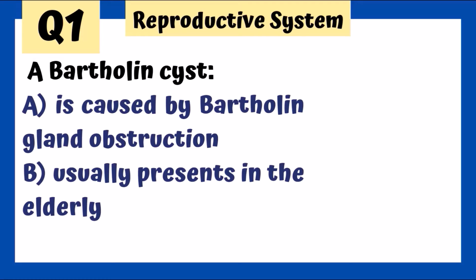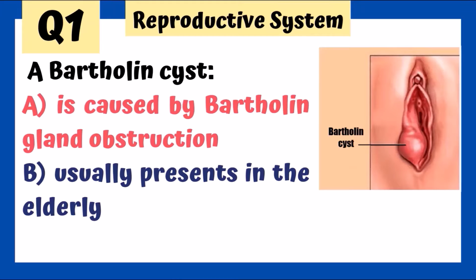Let's begin with our first question. A Bartholin cyst is caused by Bartholin gland obstruction? Absolutely, that's what causes it. Or does it usually present in the elderly? Well, it can present in the elderly, but it doesn't usually. It actually usually presents in women of reproductive age. So it's caused by Bartholin gland obstruction. We see the Bartholin cyst here, usually unilateral. It could become infected and lead to abscess.